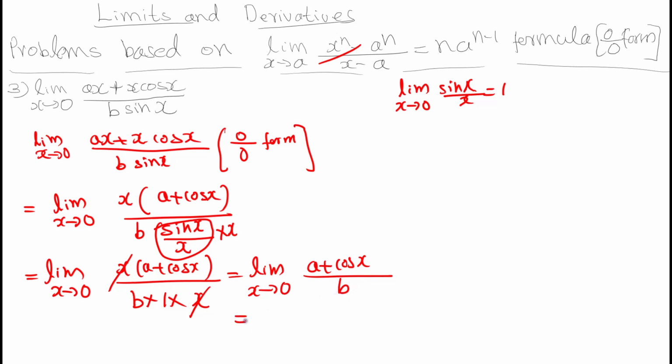So it's equal to, take x equal to 0, so that a plus cos 0 divided by b. Cos 0 has value equal to 1, right? So you will get a plus 1 divided by b. So the answer is a plus 1 divided by b.